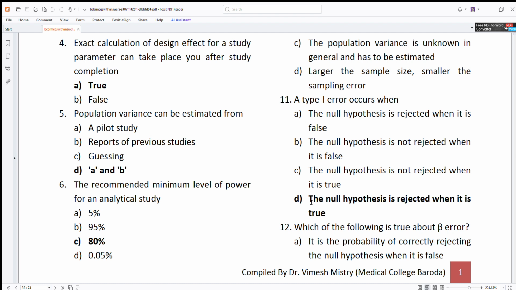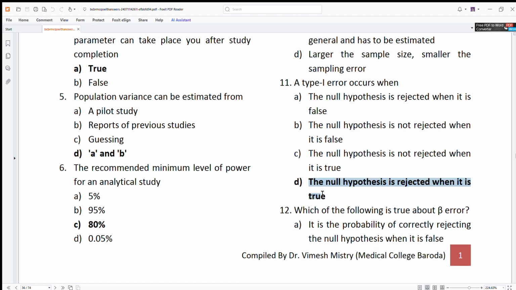So the boy cries wolf, but actually, there is no wolf. The town believes it. So the null hypothesis is rejected when it is true. That is, the town believes there is a wolf, as I told you. Alpha is the probability of making a type 1 error, the probability of rejecting the null hypothesis when it's true.